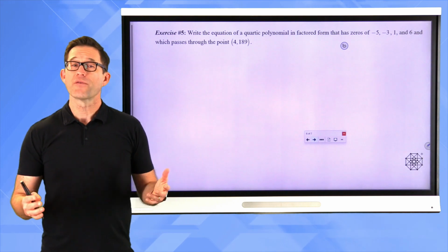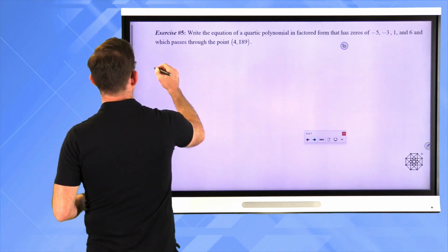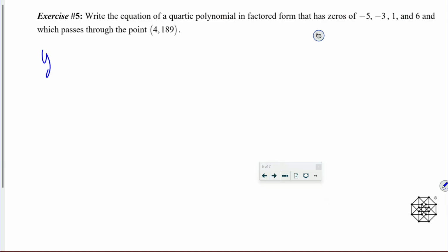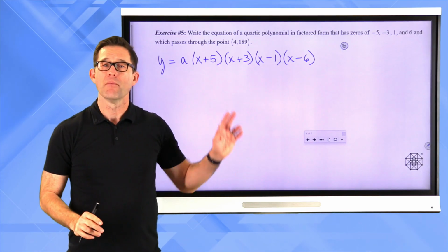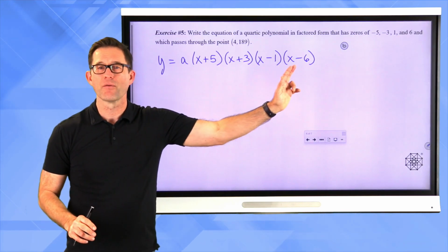All right, so the first thing I'm going to do is write down its generic form with the leading coefficient unknown. Now, because we have a zero of -5, we must have a factor of x plus 5. Because we have a zero of -3, we must have a factor of x plus 3. A zero of +1 means a factor of x minus 1. And a zero of +6 means a factor of x minus 6. So one way or another, my polynomial has that general form.